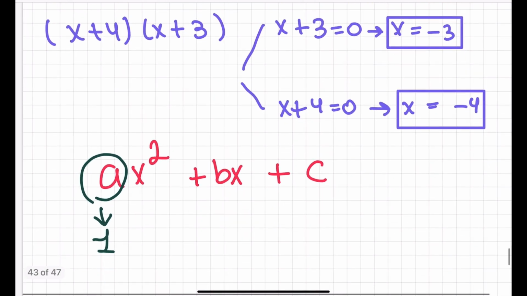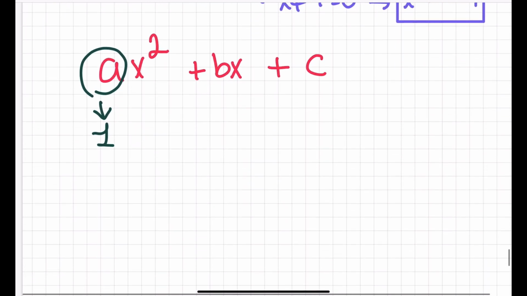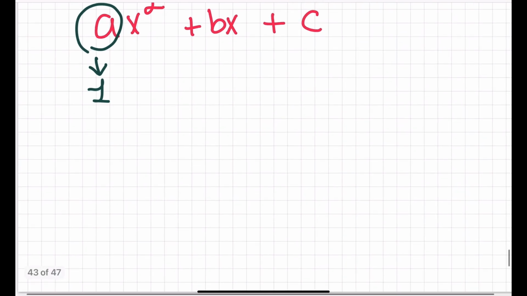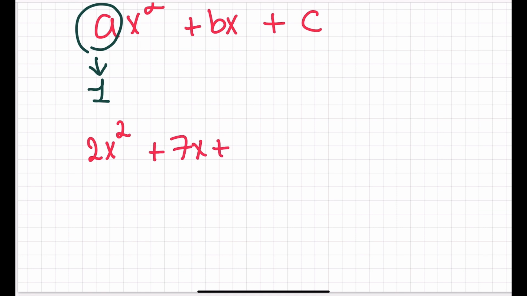But what if the a is not 1? What if there's a number beside the a? For example, what if we have 2x squared plus 7x plus 3? How can we solve for this one?